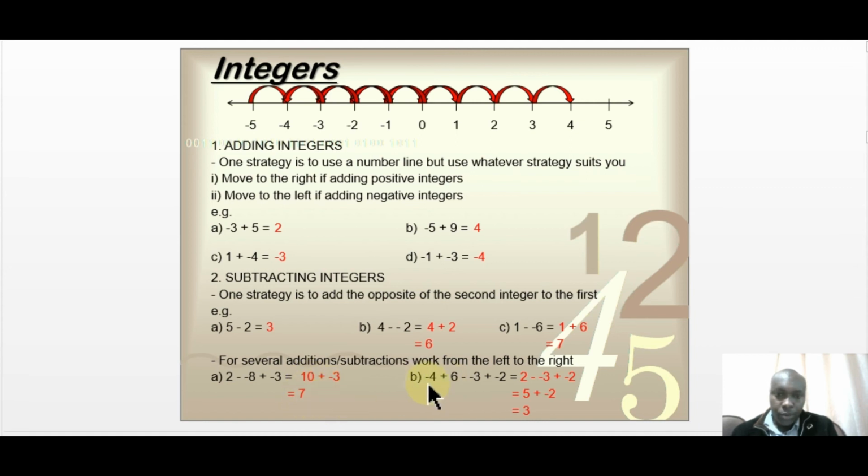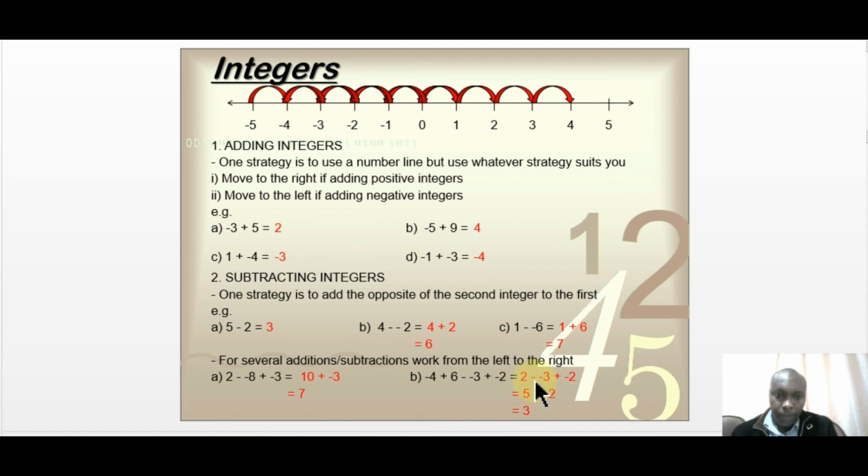Example 2, negative 4 plus 6 minus negative 3 plus negative 2. Begin from the left. Negative 4 plus 6, we've just looked at how we add. Move to the right if you're adding a positive integer. So we're going to stand at negative 4 on our number line, we add 6. This will give us 2.